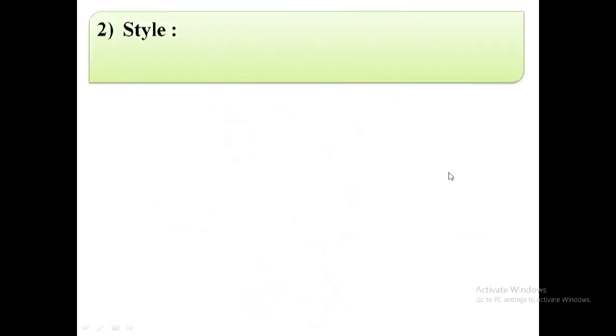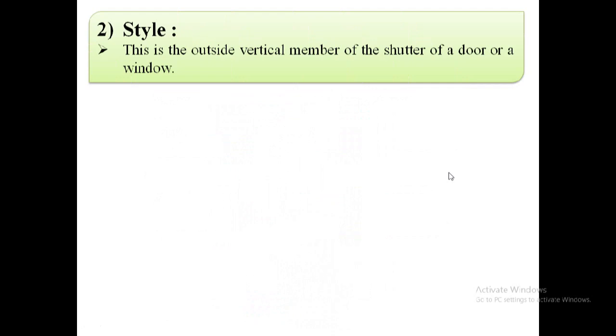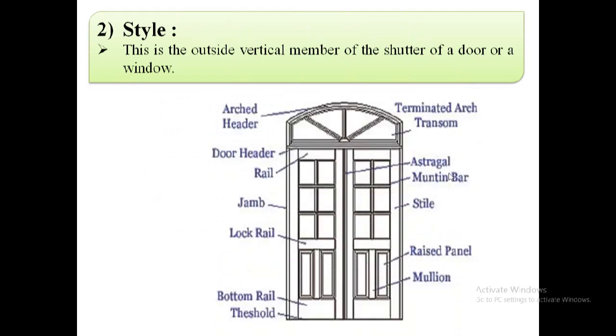Second technical term is stile. Stile is the outside vertical member of the shutter of a door or a window. So in this image we can see this one is the shutter and here you can see this is the stile. So this outside vertical member of the shutter of a door or a window is known as stile.